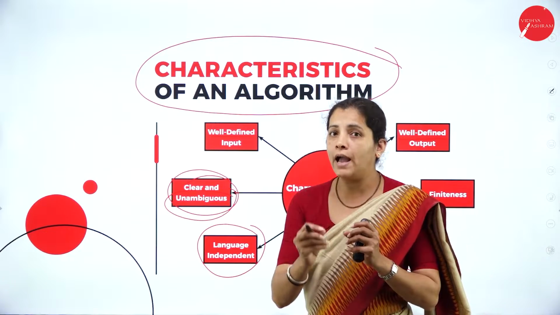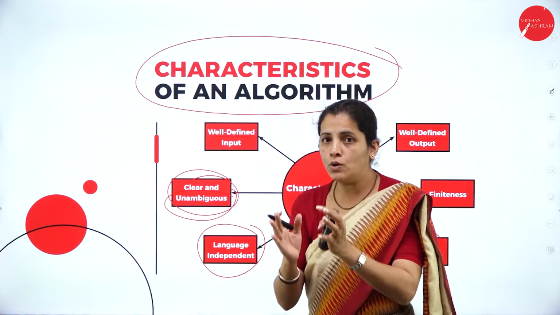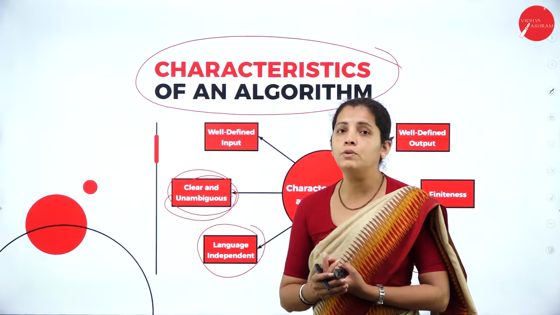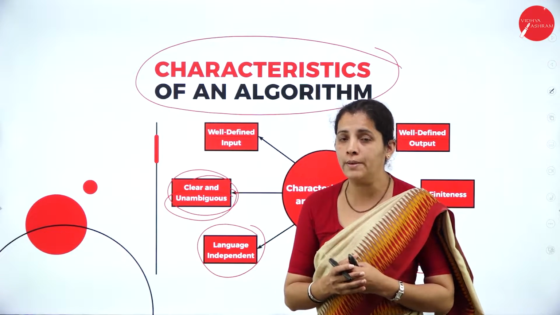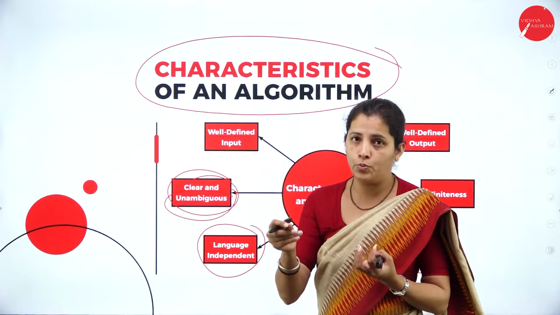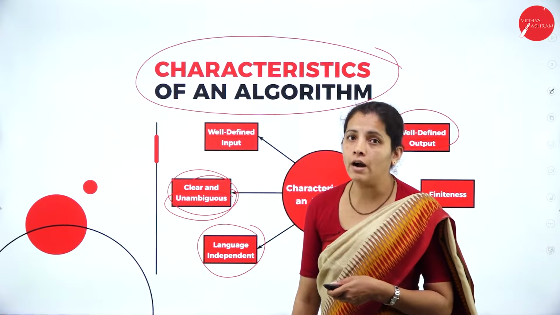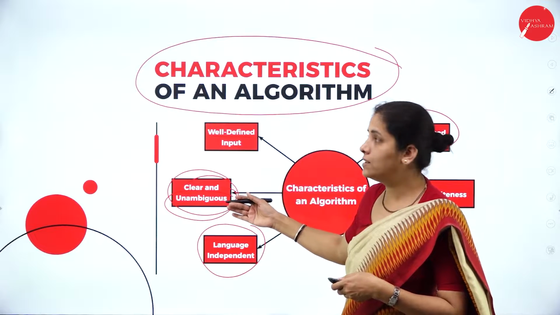See here, if I have problems like adding two numbers, I know exactly what my output is. If I have some mathematical problems like integration, differentiation or finding the roots, then I'm going to get some approximate output. So it is very important to get a well-defined output. So these are the characteristics of an algorithm.